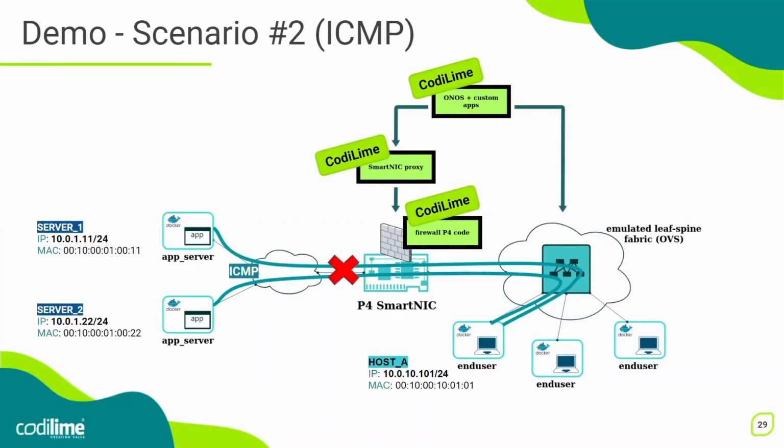Now it's time for the second scenario, which is very simple. In fact, we'll block ICMP traffic from host A to the entire IP subnet where the application servers are located. As a result, we expect host A will not be able to ping either of the two servers. And then we'll override this rule with the totally opposite one so that we'll allow such kind of traffic again. But this time we will use the ONOS CLI with our custom extension dedicated for the firewall service.